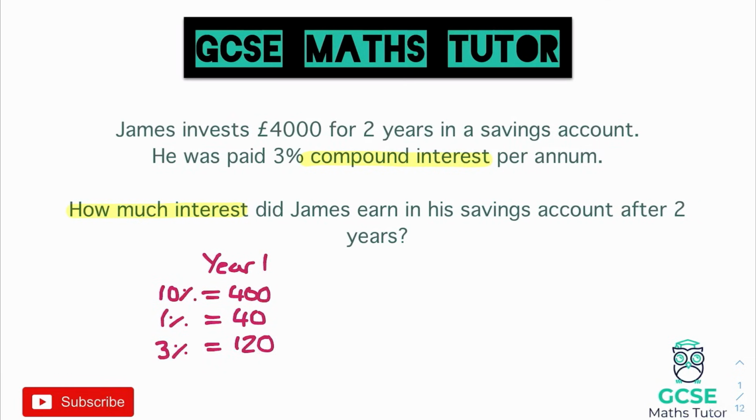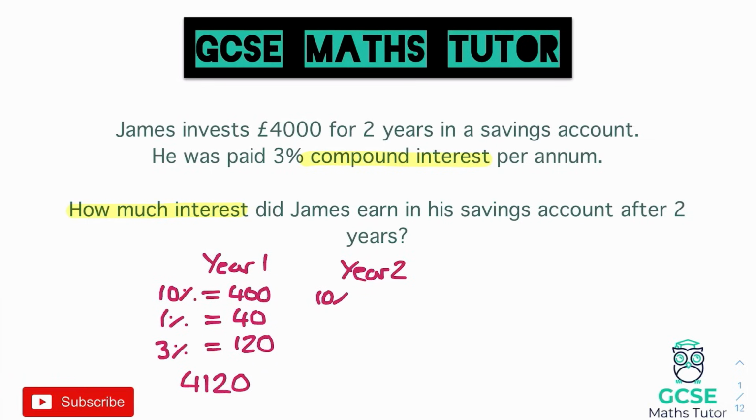So in the first year, James is going to earn £120, and if we add that back onto the 4,000, we'll have £4,120 at the start of year 2. So now if we move on to year 2, again we want to work out 10% of our new amount now, which is what makes compound interest different. We're going to work out 10% of 4,120.